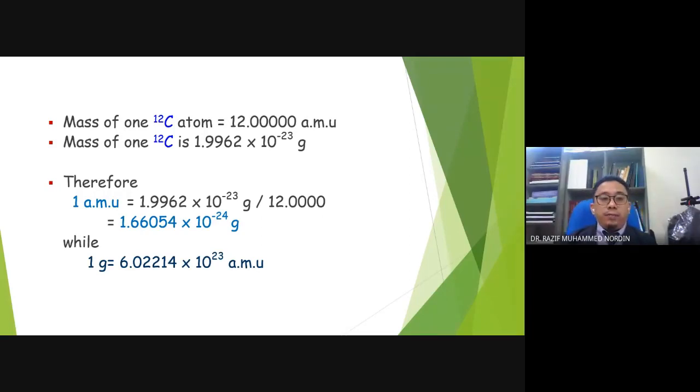So, mass of one carbon 12 atom equal to 12 AMU. So it is equal to 1.99 times 10 to the power of minus 23 gram. Bila you divided 1.99 times 10 to the power of minus 23 with 12, you dapatlah 1.66 times 10 to the power of minus 24. Therefore, 1 gram equal to 6.02 times 10 to the power of 23 AMU.